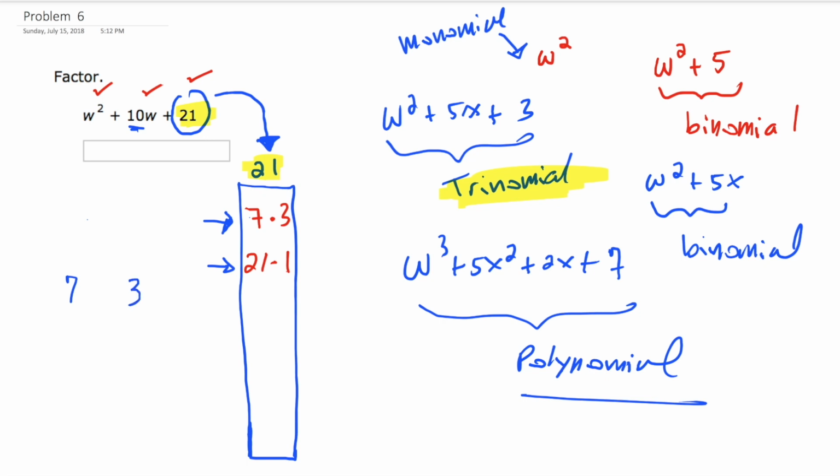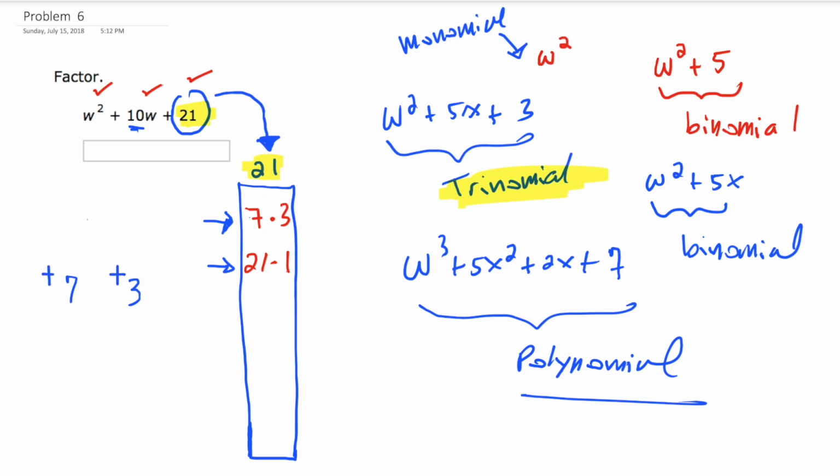So how does 7 and 3 give you 10? Look up. How does 7 and 3 give you 10? So is that a positive 7 or a negative 7? Is that a positive 3 or a negative 3?